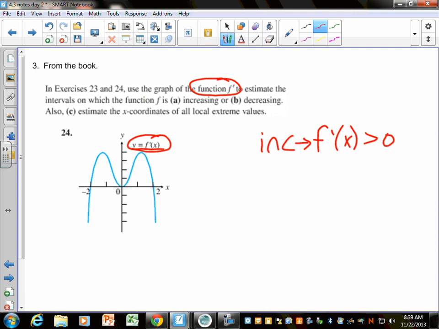Do you agree that that's going to be where it's above the x-axis? So this whole part of the graph is above the x-axis, or could we say between -2 and 2 is above the x-axis, or positive y values? So we could say that it's increasing from -2 to 2.